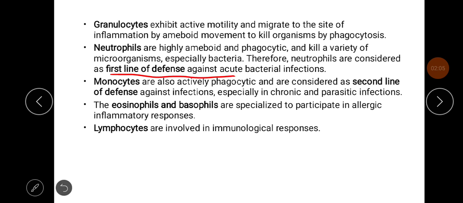Monocytes are also actively phagocytic and considered as a second line of defense against infections, especially in chronic and parasitic infections. Eosinophils and basophils are specialized to participate in allergic inflammatory responses. Lymphocytes are involved in immunological responses.